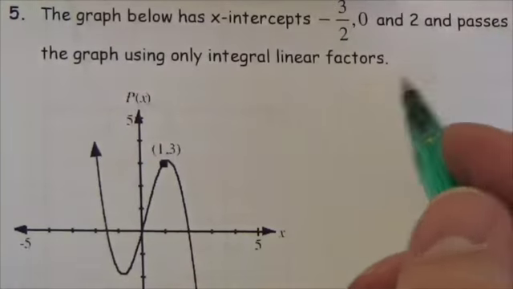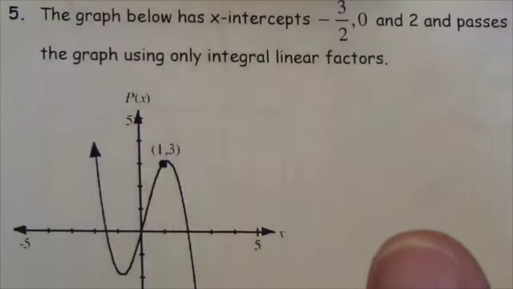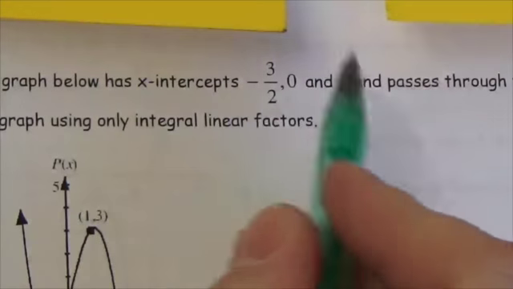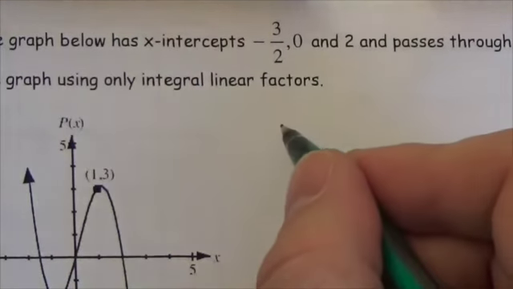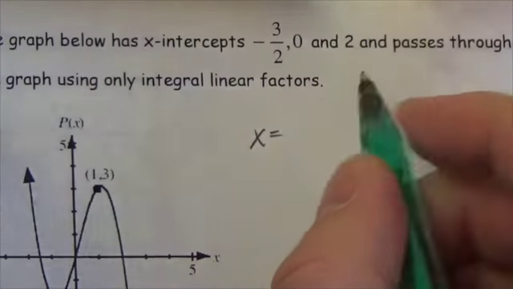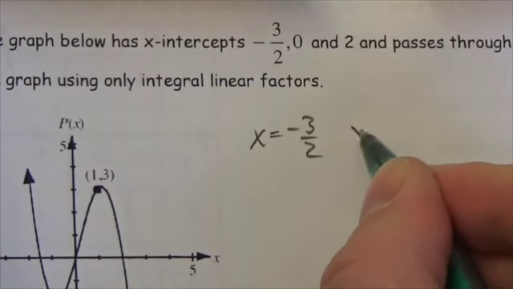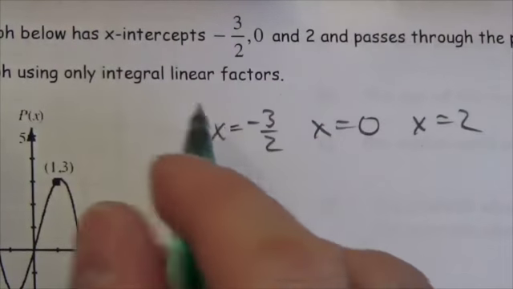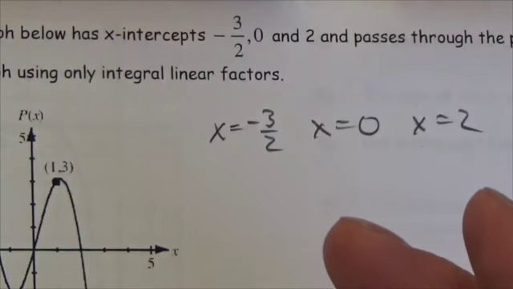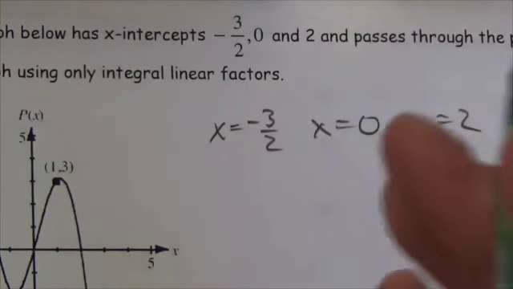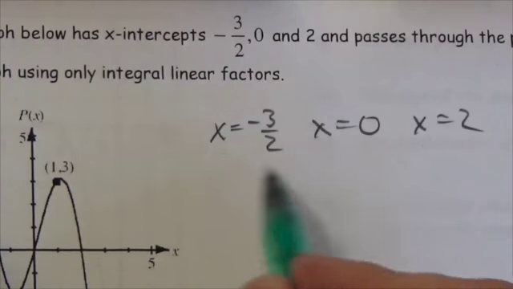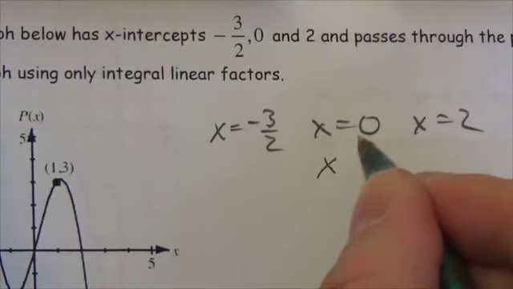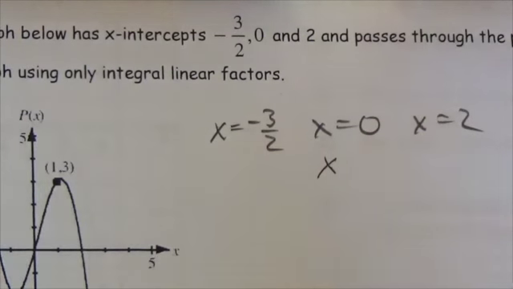Okay, so to do this one, this question is really no different than the ones we've just been doing. What they're doing, though, is listing off the roots right here. So we can see that our x-intercepts are x equals -3/2, x equals 0, and x equals 2. We're supposed to come up with the equation of this polynomial using just integral linear factors, meaning no fractions. This is really what they're trying to get rid of here. So I know that as a factor, this is going to correspond to just x. Actually, I'll even do it.